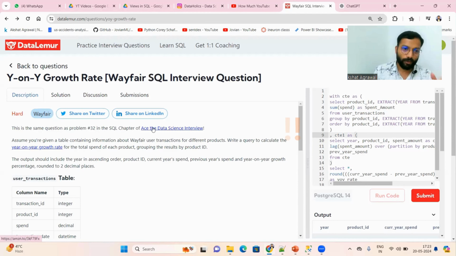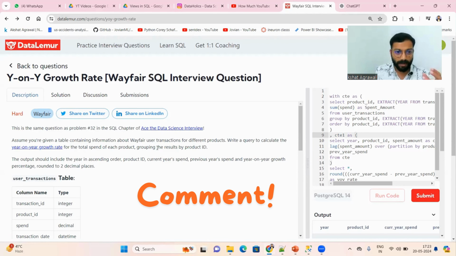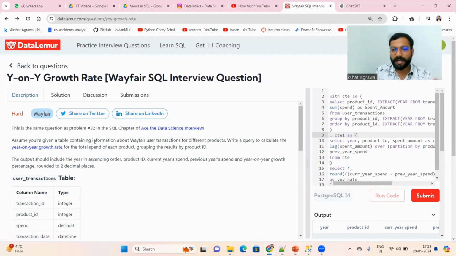And during my journey of practicing SQL, I took this question and solved it, and I was very happy that I was able to solve it in the first go. So I'm sharing my approach, my query and the solution with you. If you have any other solution, you can let us know in the comment section. But try to understand the question first and then solve it, right?